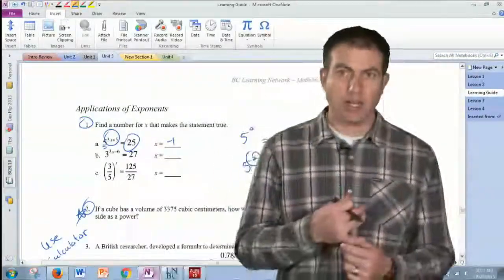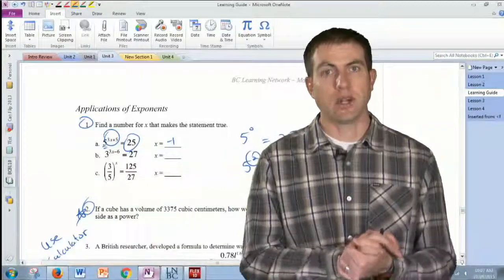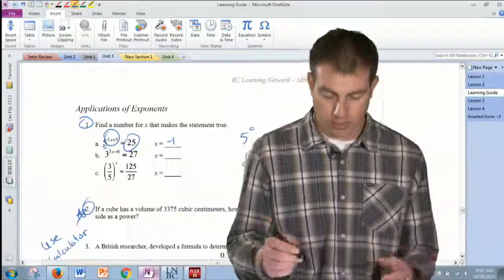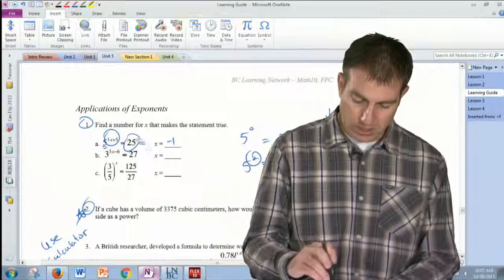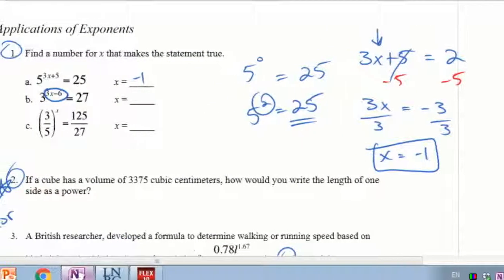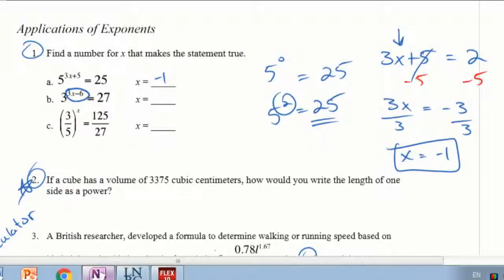The next one here, I know I have a 3 as a base, and it's got to equal 27. So 3 times 3 is 9, times 3 is 27. So whatever I'm dealing with here, it's going to have to equal 3, because I'm going to need a 3 to the power of 3 to give me 27. So I can do the same process again. I can go 3x minus 6 has to equal 3, because I need 3 to the power of 3. And then I can add 6 to both sides.